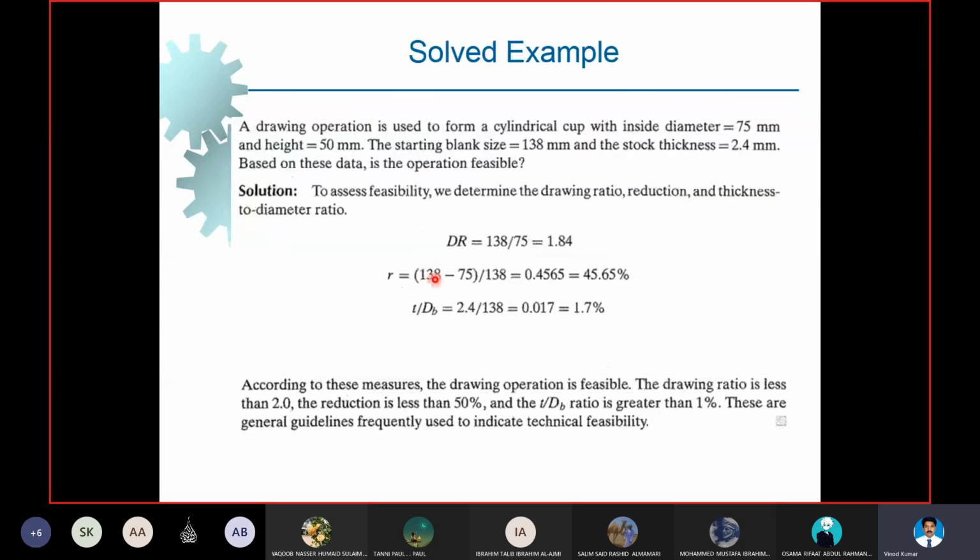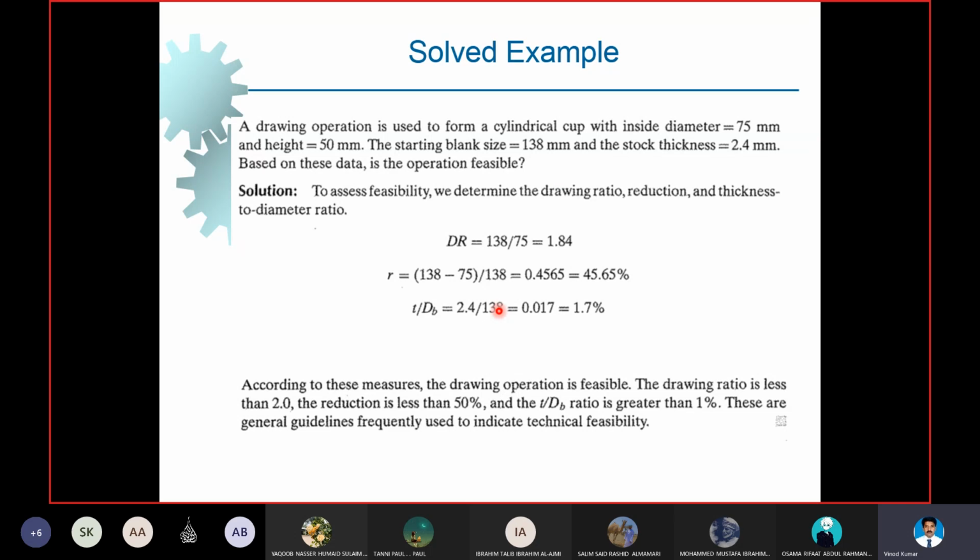Now, drawing radius can be calculated. You have an example here: a drawing operation with the inside diameter of the punch given as 75, height 50, starting diameter dB 138, thickness T 2.4. So we calculate the three important parameters. Drawing ratio, dB over dP, diameter of the blank is 138, diameter of the punch is 75, gives 1.84. Reduction ratio, dB minus dP by dB, 45%. T over dB, 1.7%.